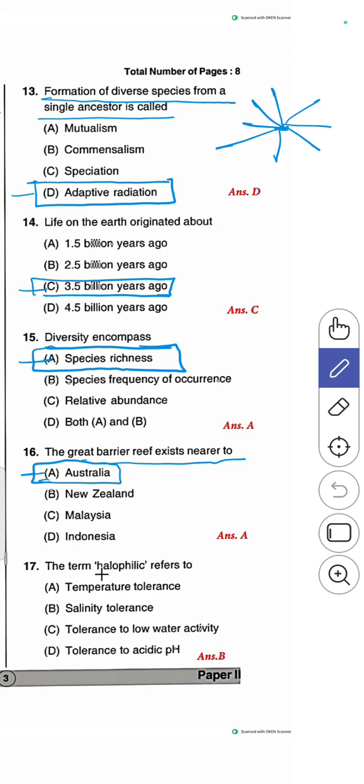Then the term halophilic refers to halophil or halophilic... halophilic means salt. Halophile, halophiles, thermoacidophile, halophiles. So halophiles means those which have the capacity to tolerate the salinity, that is salt. 17B is the right answer.